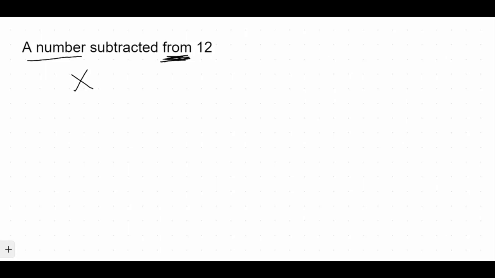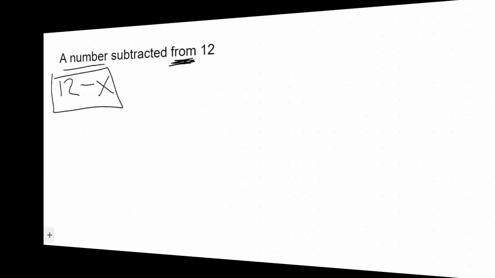So if we're going to take X and we're going to subtract it from 12, well, that means that we have to have 12 first. We have to have that 12 so that we can then subtract the X from it. So this is not X minus 12. That is the most common mistake for this particular problem. But this is saying that we have 12 and we are subtracting the X from it. So 12 minus X would be our answer here. So let's try another one.